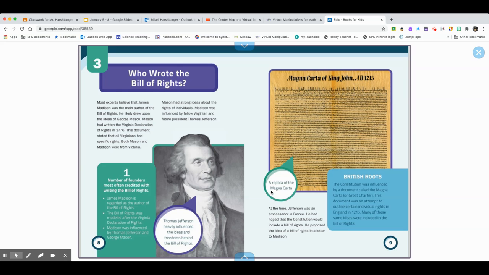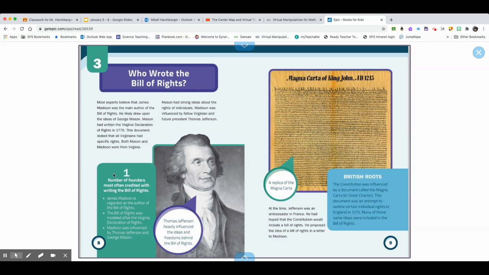And so then below it, it says a replica of the Magna Carta. And you can see here, if you look at it carefully, it looks like it's a whole bunch of writing. Nothing's been broken into paragraphs though, right? It's just kind of sentence after sentence. It's hard to make out. Looks like it's written in cursive as well.